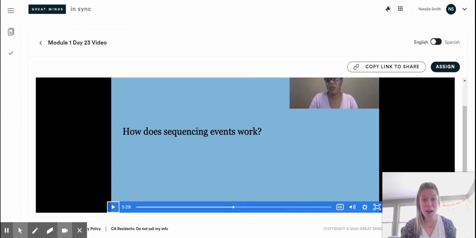You're going to be looking at time order words again with Mrs. Spears today, and you're going to be answering the question that you see on the screen. How does sequencing events work? And remember, we learned that sequencing means to put events in order.